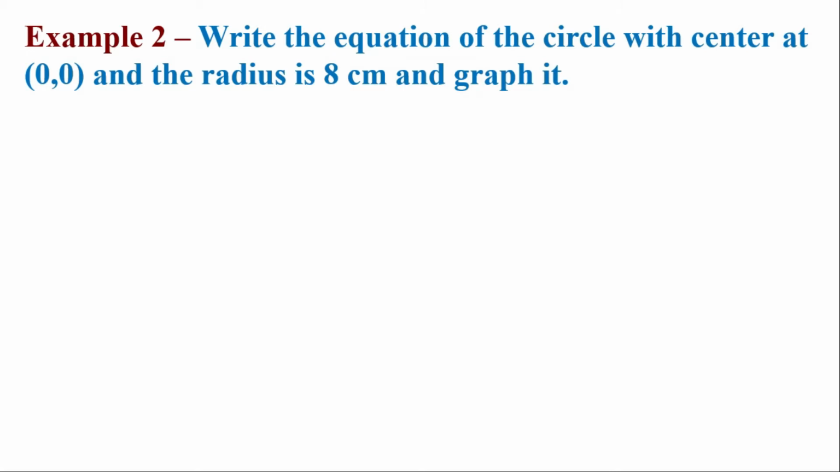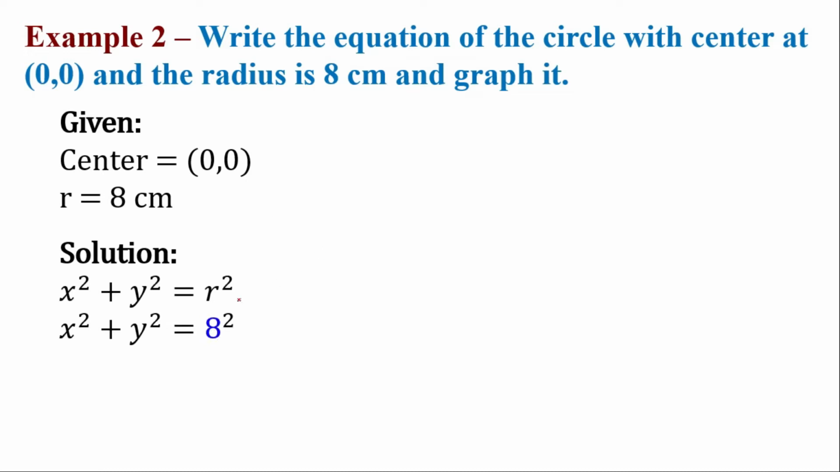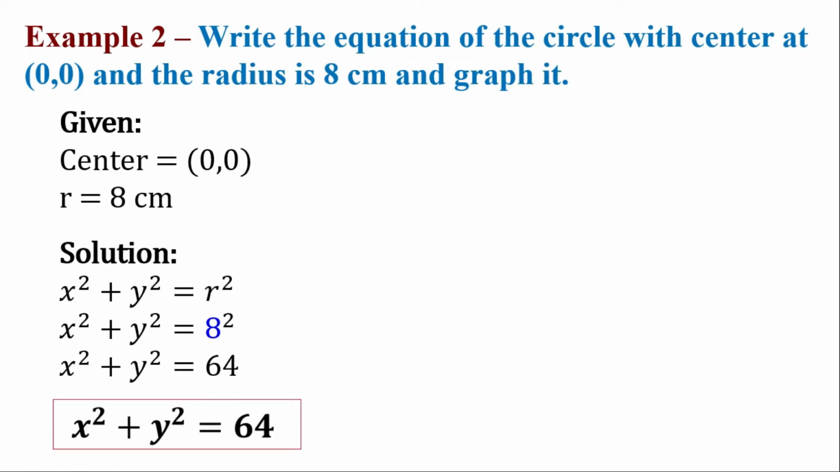For example number 2, write the equation of the circle with the center at 0, 0 and the radius of 8 cm and graph it. So again, you need to write the given for your own convenience and then write the solution starting with the formula and substitute the given, which is the radius, 8, and expand 8 squared, that is 64, and this will be our equation of the circle. Remember that we're using this because our center is at the origin. If we're dealing with a center that is not at the origin, this part of the equation will change, and we'll discuss that in the next lesson.